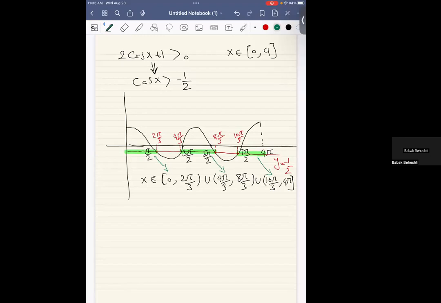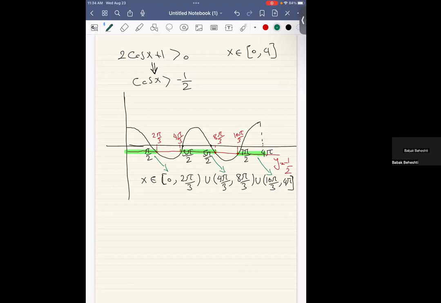So you add 2 pi. You add 2 pi to 2 pi over 3, you get 8 pi over 3. 2 pi plus 4 pi over 3 is 10 pi over 3. So you look at the region which is above this line -1/2, right? Is that clear from this picture?